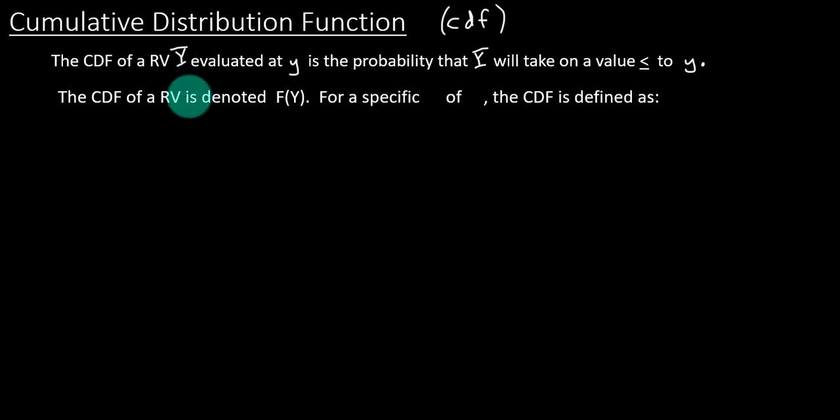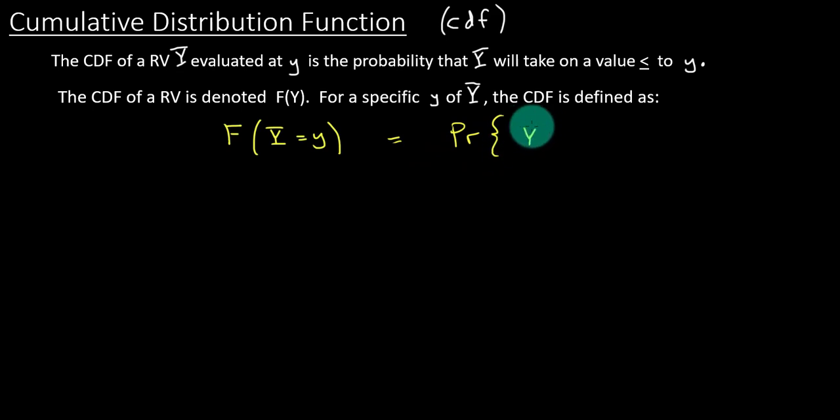Usually these cumulative distribution functions are represented with a capital F as a function. And so for a specific value of your variable, the cumulative distribution function is defined as capital F of a particular value of the variable is the probability that your variable is less than or equal to that specific value.